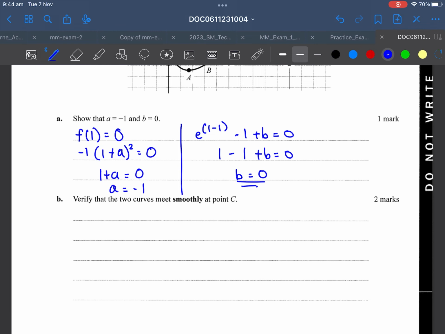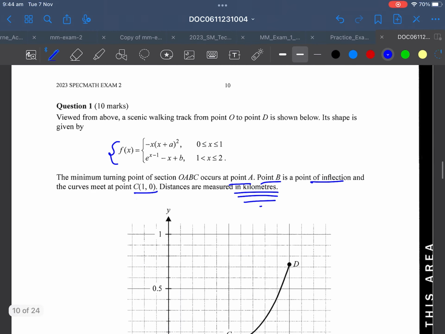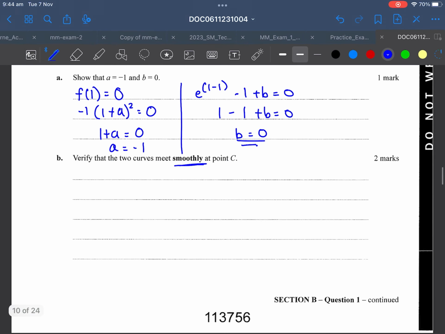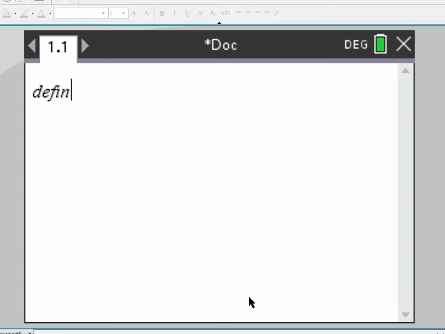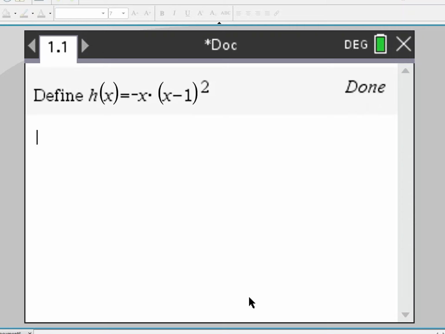Verify that the two curves join smoothly at point C, meaning that the gradient of both of these have to be the same at x equals 1. So let us first individually define these in CAS. Define h(x) equals minus x times (x minus 1) to the power of 2, and define g(x), which is equal to e to the power of x minus 1 minus x. b is 0, so we do not have to worry about that. Press enter, and there you go.